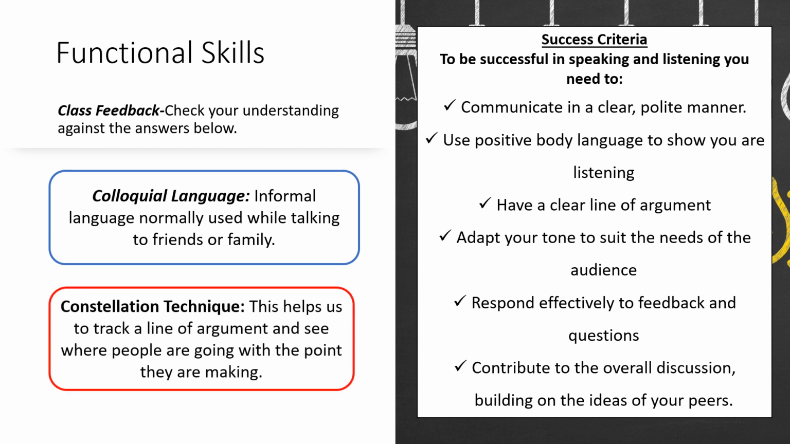And the other one that we looked at was the constellation technique. Now this is a technique used to help track an argument and see where the people are going with the point they're making. A lot of the time when we talk, we have discussions, we go off track, so this helps us to actually keep in mind what they're really trying to talk about.